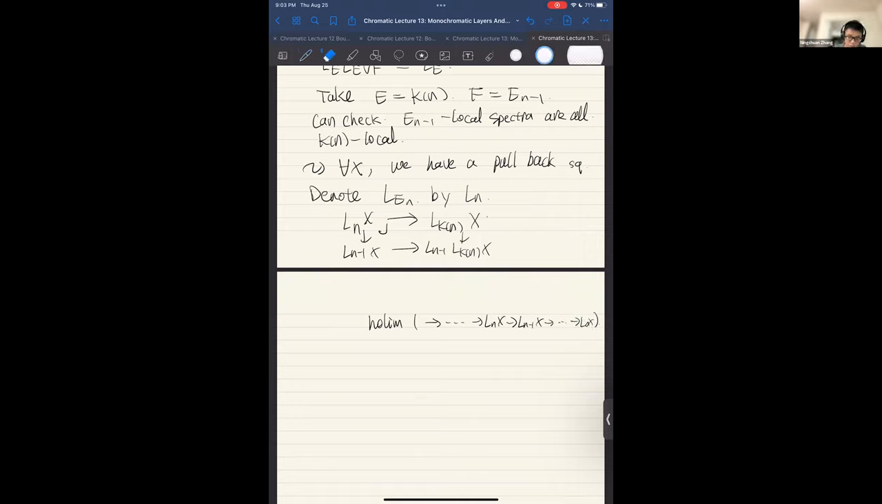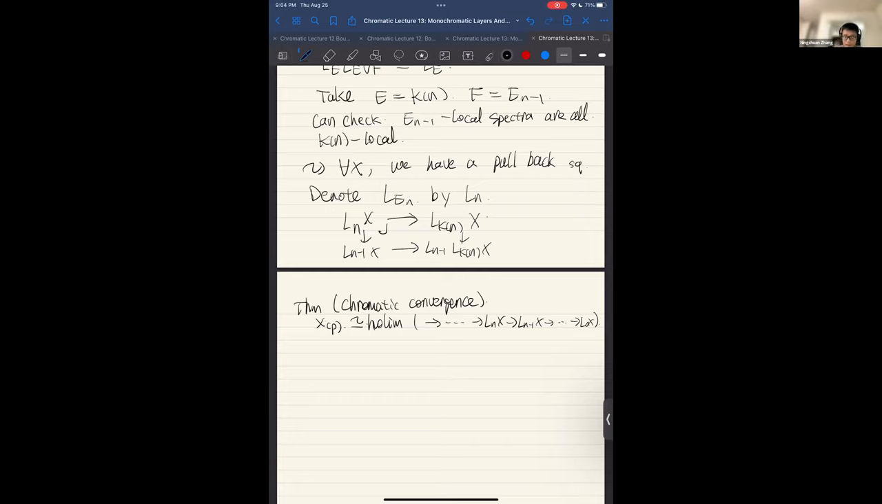And you might ask, what is this? And that turns out to be, well, this is the chromatic convergence theorem. What does it converge to? It converges to the p-localization of a spectrum X.